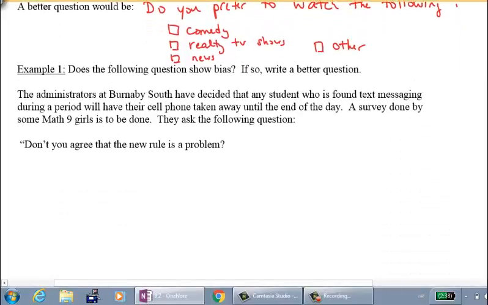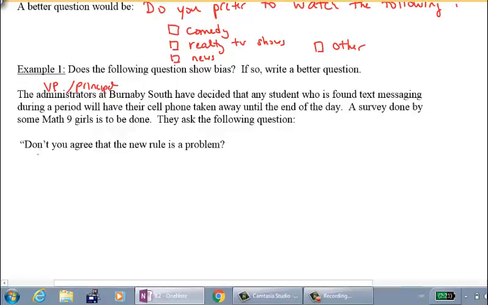So, let's look at this next example. Tell me if the following question shows bias. If so, write a better question. So the administrators, that's your VP and the principal, at South, have decided that any student who's found texting during a period will have their cell phone taken away until the end of the day. So, we did a survey done by some Math 9 girls. And they're going to create this survey, and they ask the following question. They say, don't you agree that the new rule is a problem?